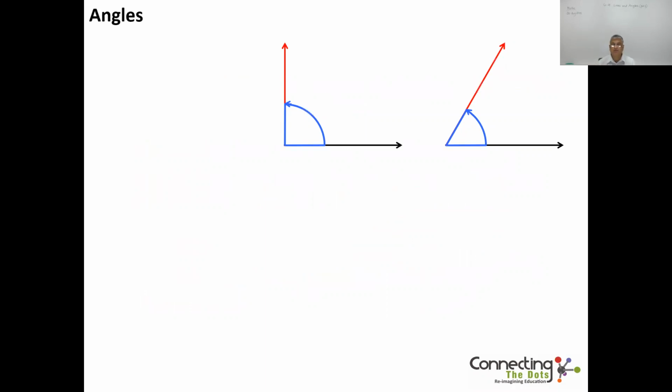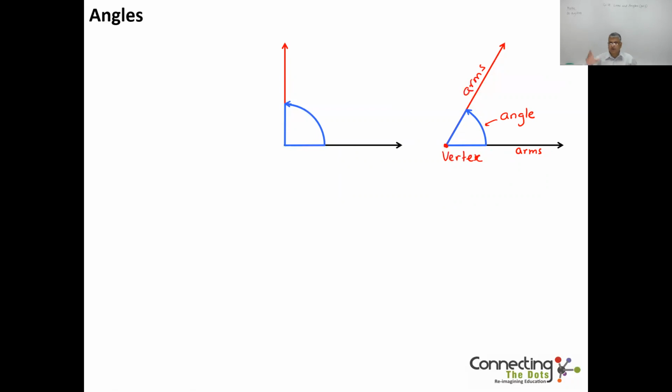So now let's move ahead from lines and go to angles. Whenever you have 2 lines or 2 rays coming out of a common point, they form what is called an angle. Correct? So this is the vertex. These are called arms. And this is called your angle.